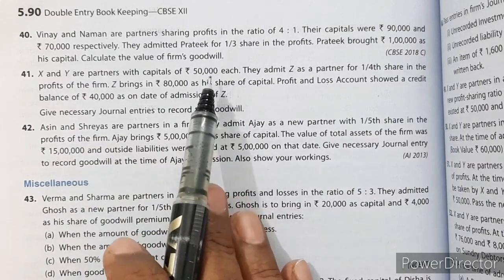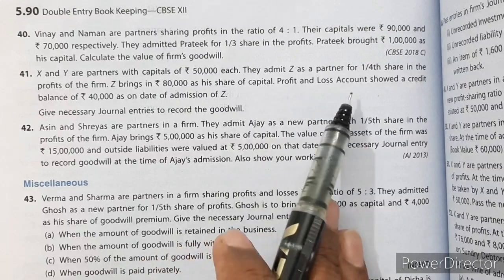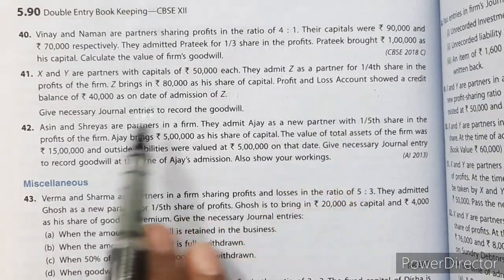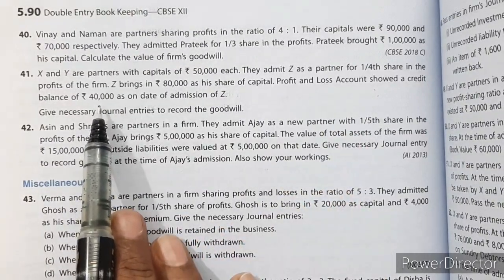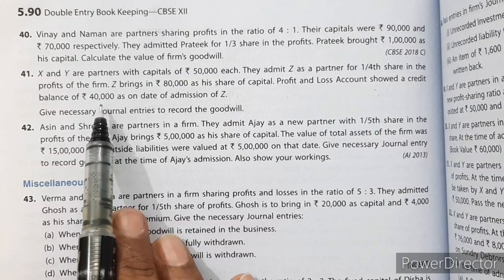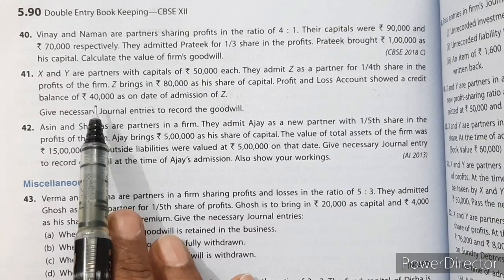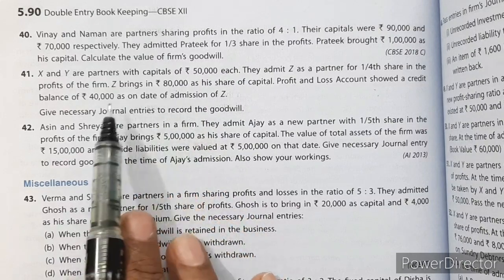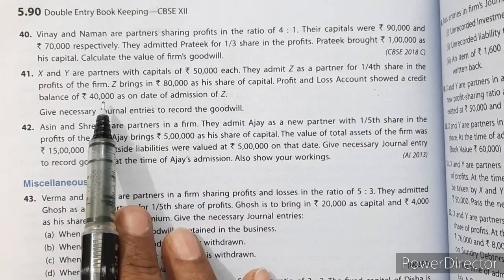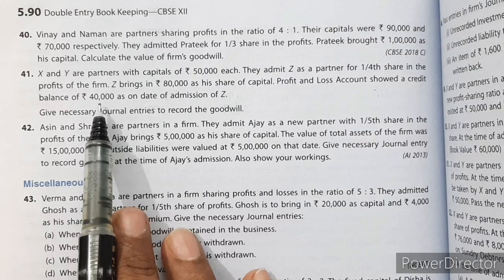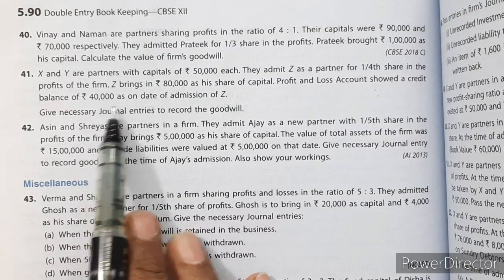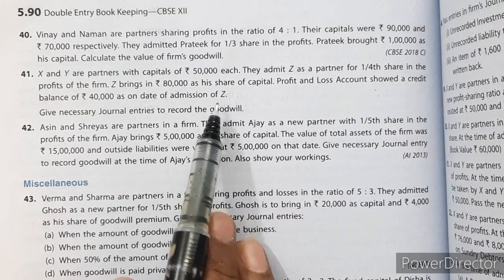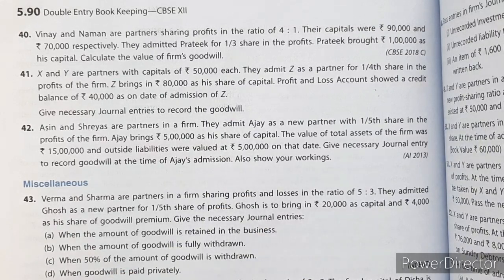Now here, other than capital of the three partners, there is a profit and loss credit balance given, 40,000. Credit balance is profit only. So when we are calculating the actual total capital of the firm, we will add all the capitals of the partners plus profit, and then we will compare it with the should-be capital of the firm based on Z's portion of capital. Let us see.